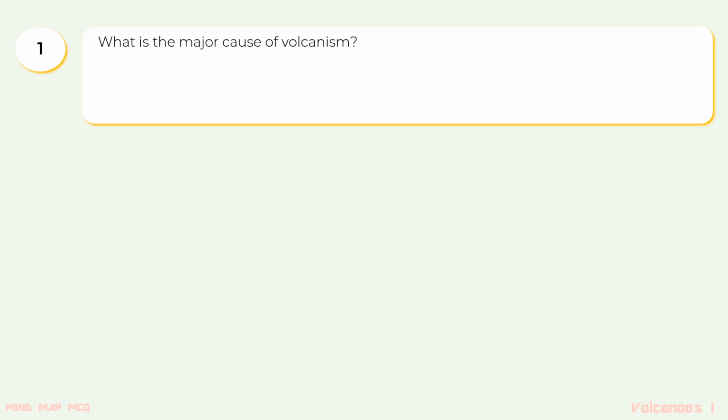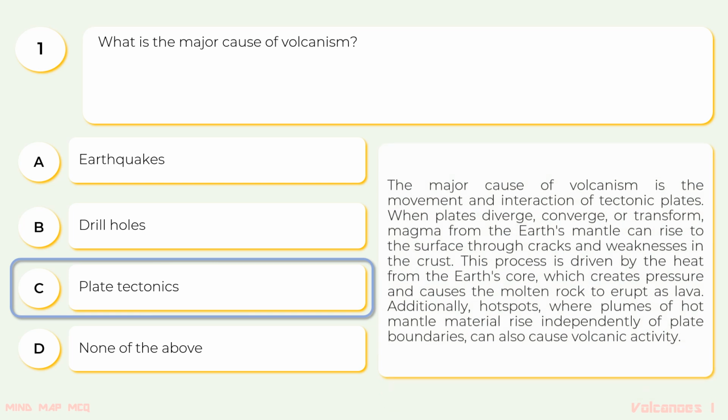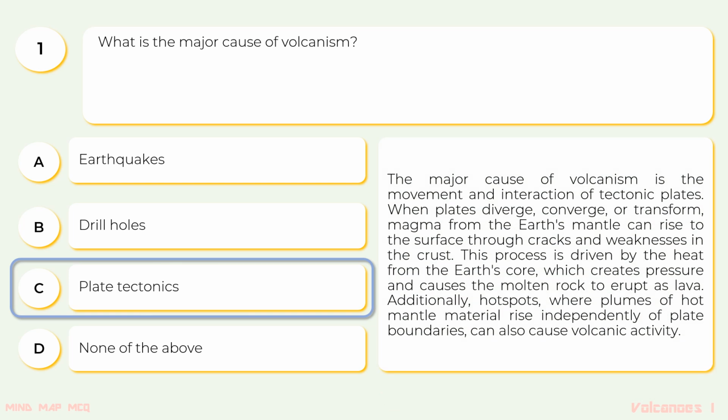1. What is the major cause of volcanism? The options are A. Earthquakes, B. Drill holes, C. Plate tectonics, D. None of the above. The correct option is C. Plate tectonics. The major cause of volcanism is the movement and interaction of tectonic plates.